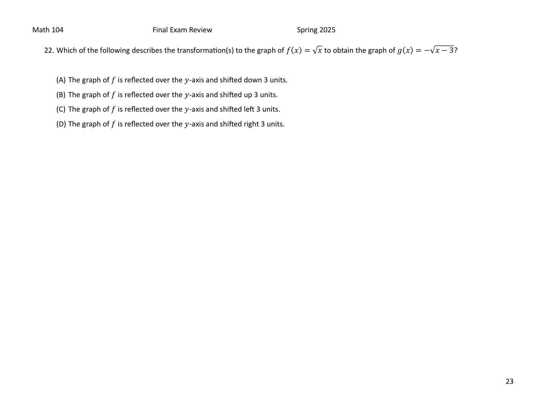Which of the following describes the transformation of the graph of square root x to obtain the graph of negative square root of x minus 3? Okay, so the minus 3 under the radical, when you're adding and subtracting under the radical or inside the function, that's going to move your graph left and right. And inside changes are always the opposite of what you expect.